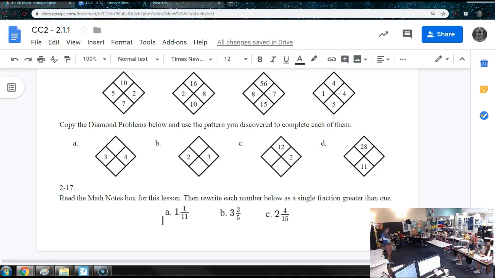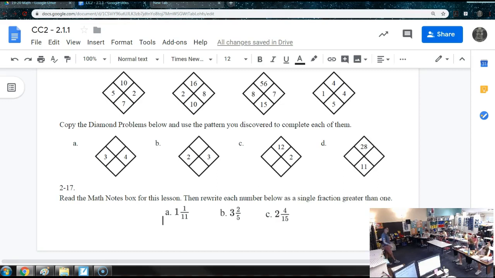I'm going to skip B, so I'm going to have you do that on your own. If I come over to C, now they've changed things up on us. Now what's the top? Is that the sum or the product? It's the product, and then they gave us one of the pieces. So what should the other piece be to make 12? 6, right? So then what does my bottom number become? 8, because that's the sum.